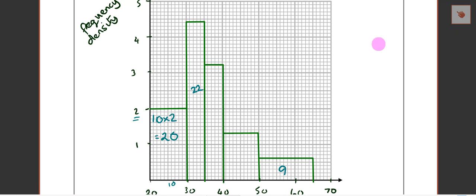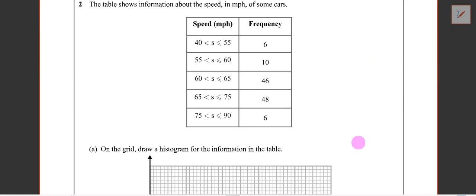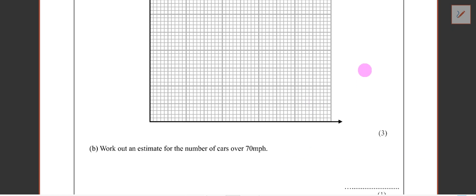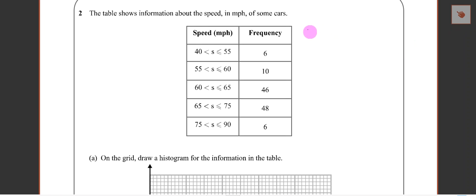All good? From yesterday. All right, now I wanted to just talk about a couple of things, which is to work out an estimate for the number of cars over 70 miles per hour. Okay. So first of all, let's go through this question so we've got the information. Anyone done this one already in their time estimate? Done the table? Yeah. Cool. Right, so let's go straight into finding our frequency density.